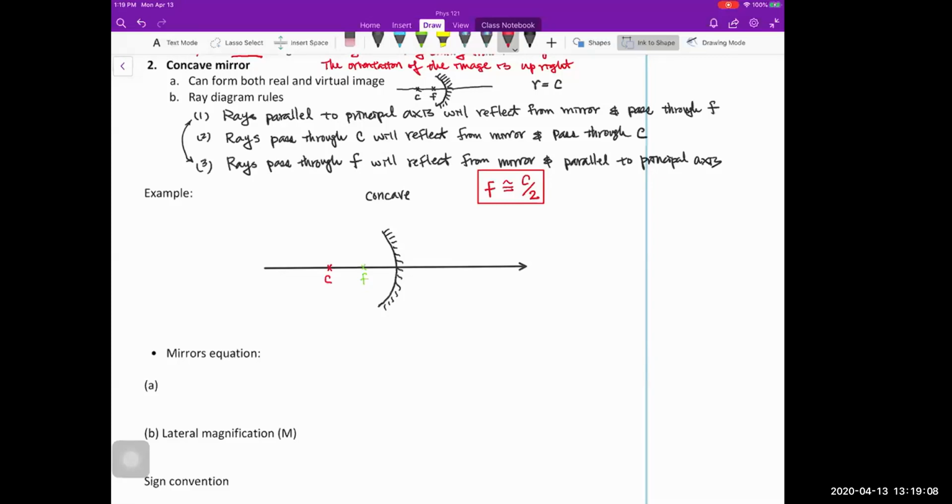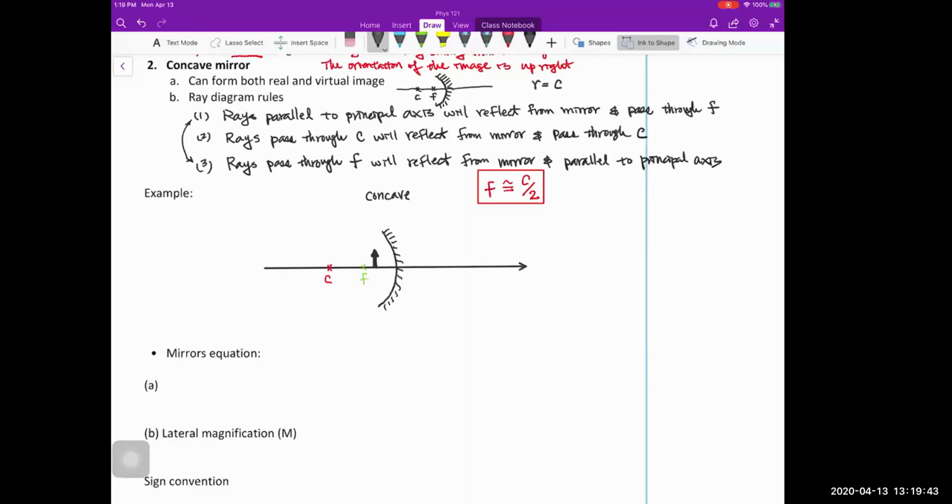We can put our object in front of this concave mirror. So let me put the object in this way. If I put my object here, I think we did this before, but let me just use this one to show you how we make the ray diagram. In the lab, we're going to do a ray diagram as well. So if I put the object over here, then I use the 3 different rules to find the light rays.